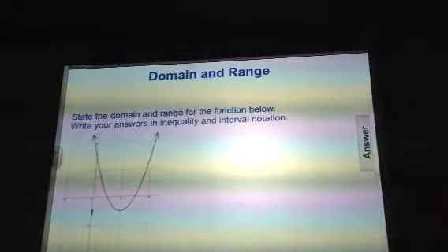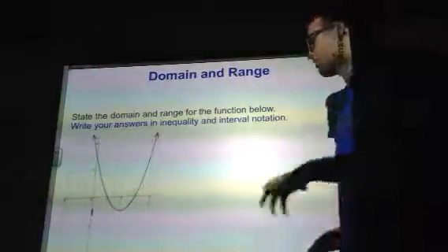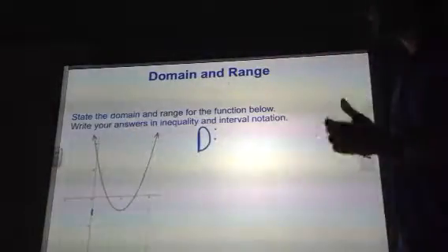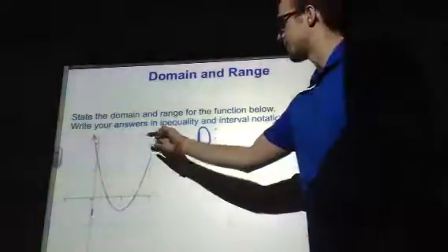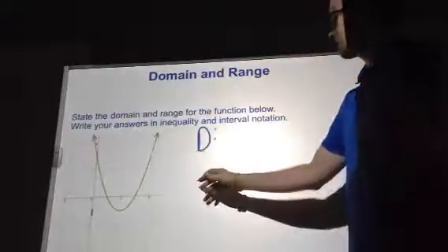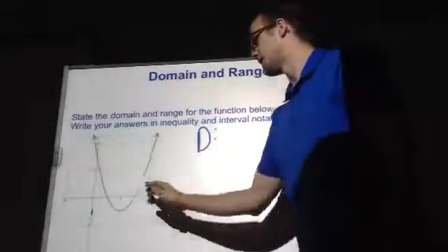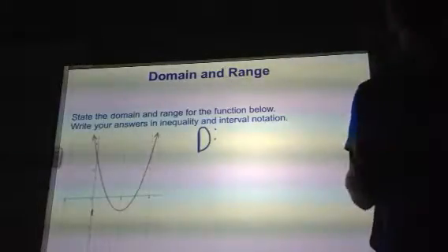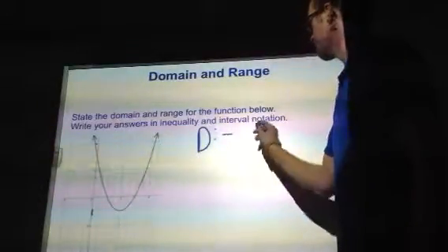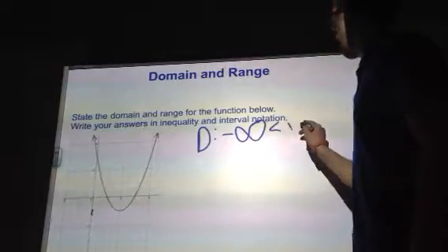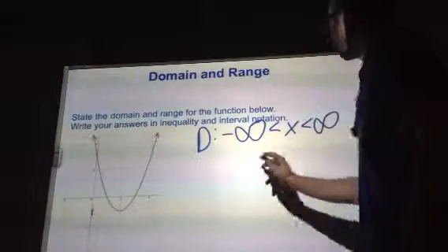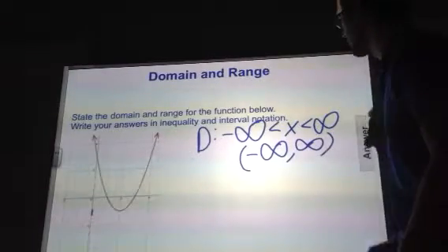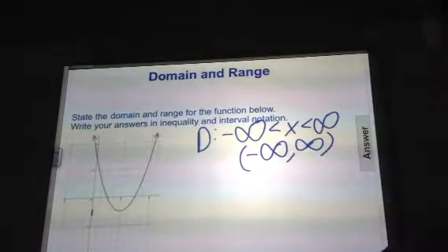Alright, so in the last graph, it kind of stopped at two points. What happens when it goes on forever? For our domain, if you think about the x values that it's going to hit, if this goes on forever, it's never going to stop hitting x values. There's never a time over here where we can just draw a line up and it stops. It goes on forever. So it goes from -infinity to infinity. Writing that in interval notation, we use parentheses for infinities every time. That's how that would look.